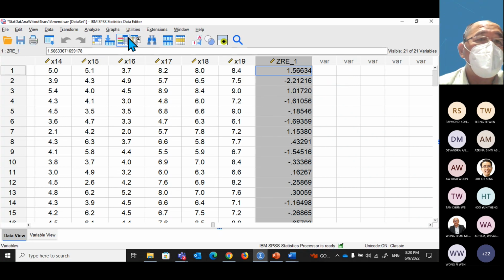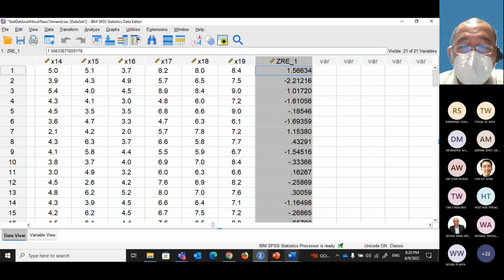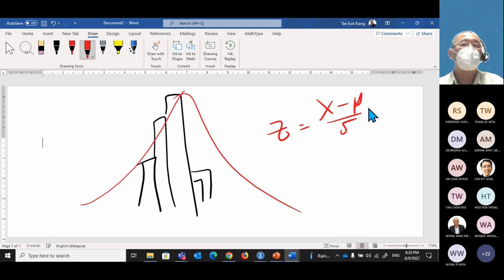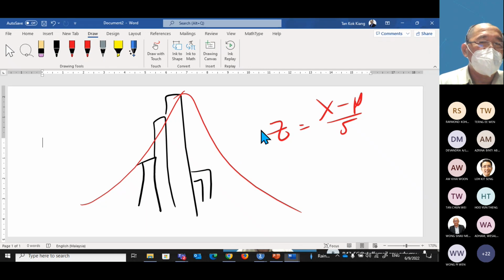So now we do analyze. How do they do this? They use this formula: Z equals x minus mu over sigma. So they convert the x to z. Therefore, the mean must be 0. But even if the mean is 0 and the standard deviation is 1, it doesn't mean they follow 100%. It doesn't mean they are 100% normal.